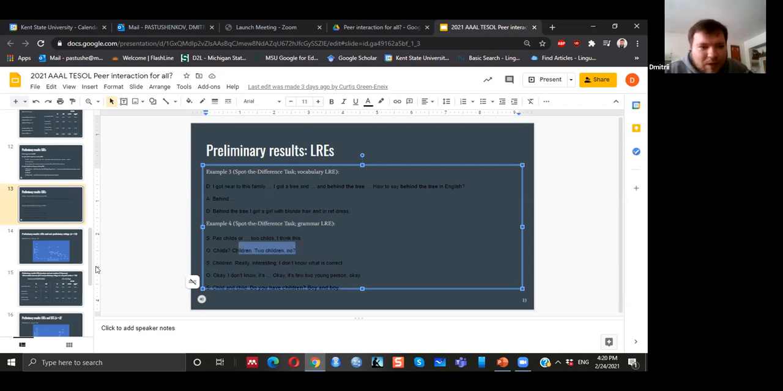So we have the spot the difference task. We also had a consensus task as well. Please see our AAAL presentation, where we'll talk more about this study. But we had three tasks: spot the difference, consensus, and conversation.